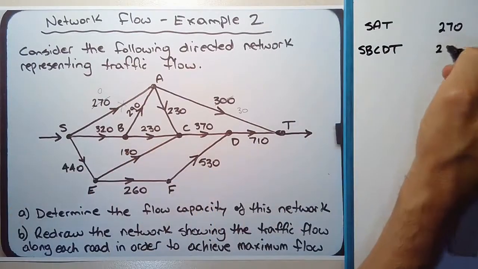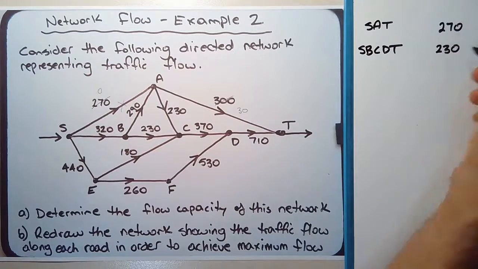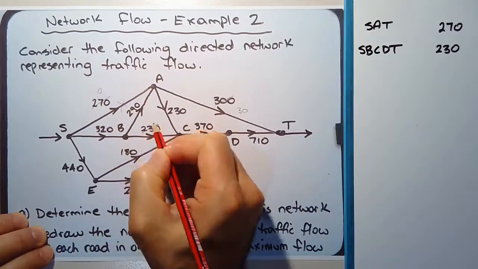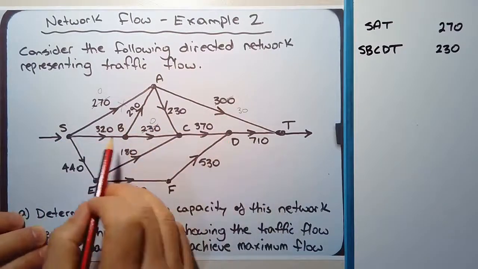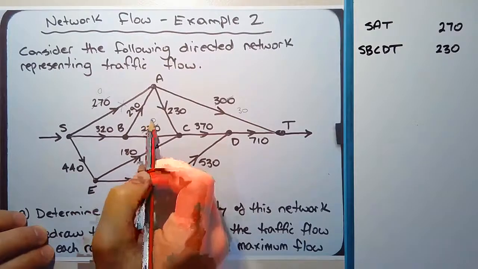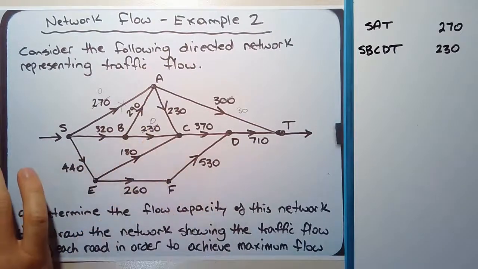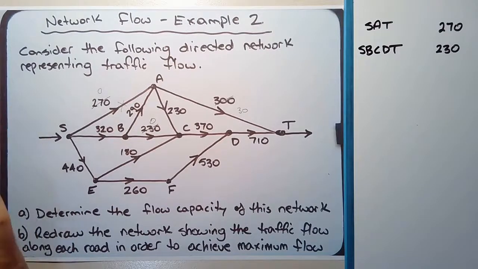So let's write that down. Hopefully you can see that okay. Yep, I can see that on my camera. Right, so we're going to subtract 230 from each of these edges along this path. Notice that every time you do that, one of these edges will become 0. That means that we've saturated it. There's no more spare capacity on those edges, or on those roads.